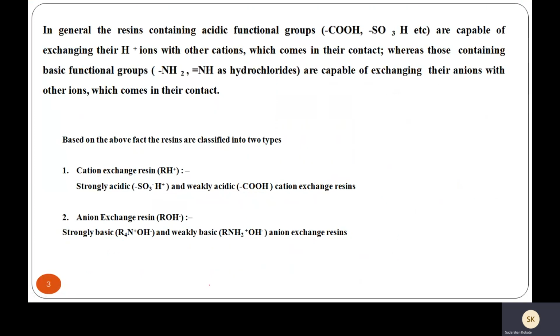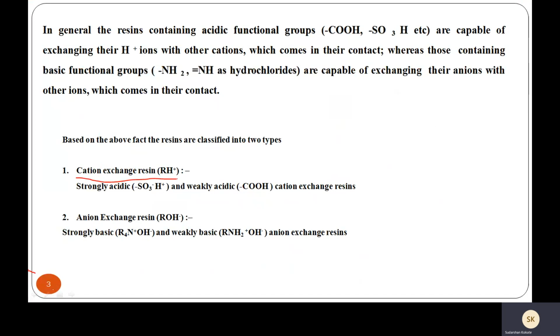The resin which can easily exchange its H+ ions with cations present in water is known as cation exchanger resin. What is the cation exchanger resin? The resin which can easily exchange its H+ ions with cations present in water is known as cation exchanger resin, which is denoted by RH+ or RH2.